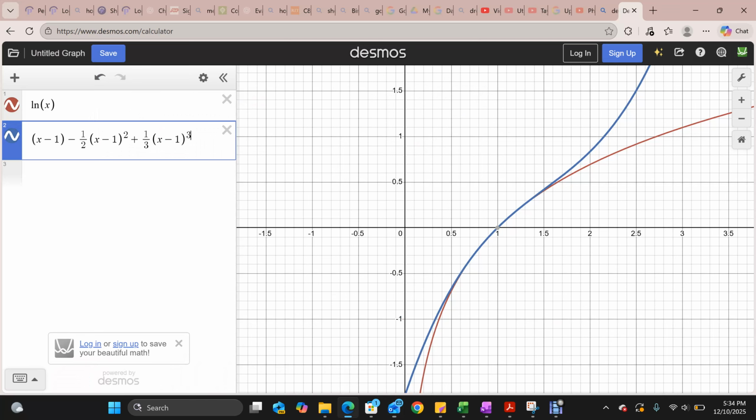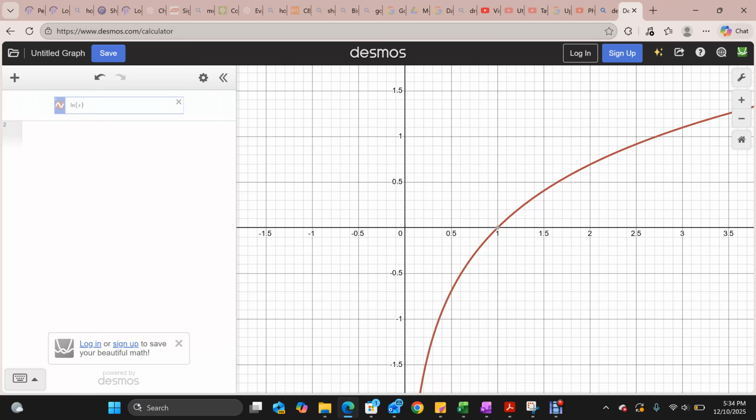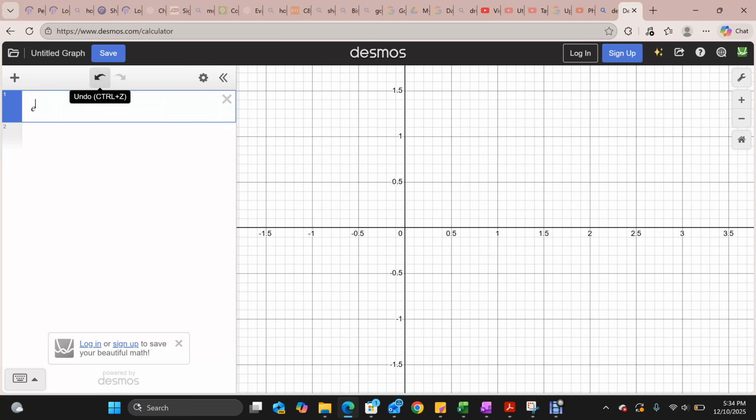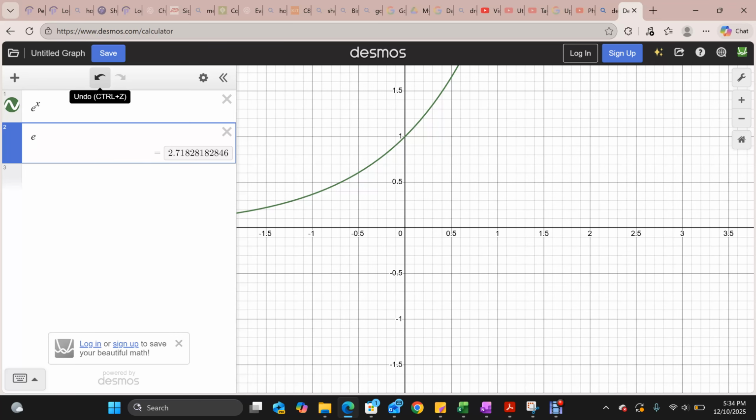Okay, so for our next one, we can graph our e to the x function, see what that looks like. And we can also graph our Taylor polynomial, our e plus e times x minus 1 plus e divided by 2 times x minus 1 to the 2 plus e divided by 6 times x minus 1 cubed.